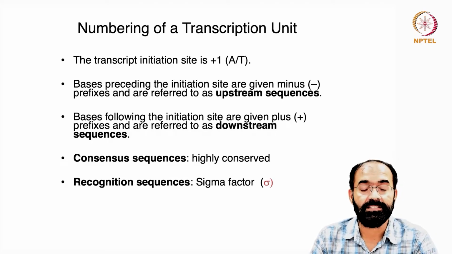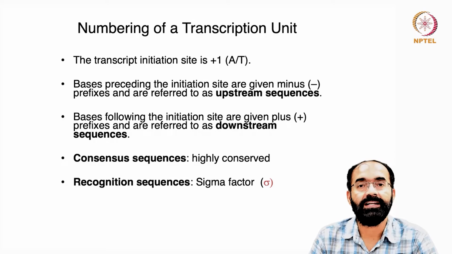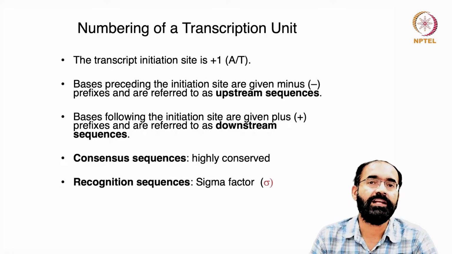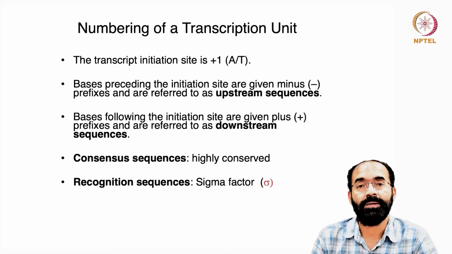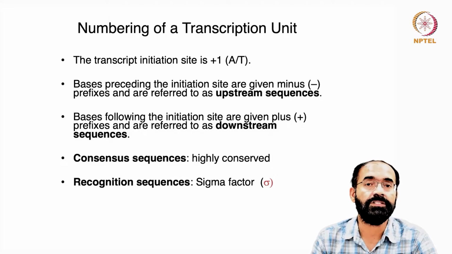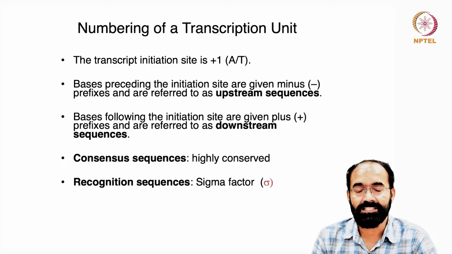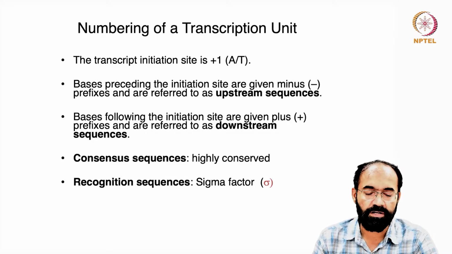The transcript initiation site is +1, and invariably it has to be an A or T, usually the first base. And the bases preceding the initiation site are given a minus notation, that prefixes them, and are referred to as upstream sequences. When you say upstream, like in a river or in a journey, you have an upstream journey or downstream journey. So same way, for a river, you are standing in a particular location, where from the river is coming until the place where you are standing, we call it as an upstream region. And the place where you are standing, where the river is going further, we call it as a downstream region. So same way, transcription initial point and before that we refer to as upstream, and downward is called downstream sequence.